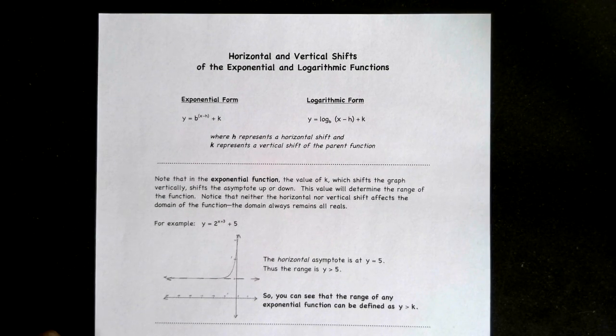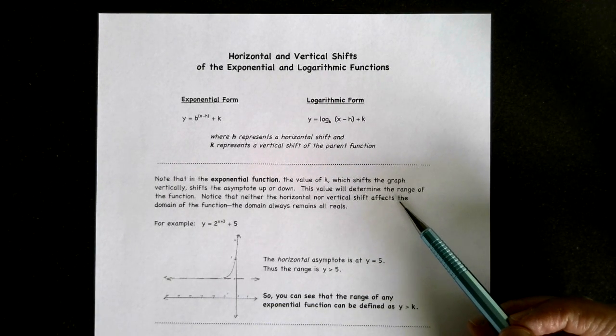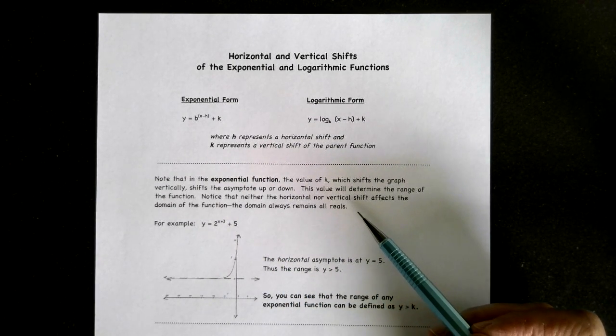Okay, so note that in the exponential function, the value of k, which shifts the graph vertically, shifts the asymptote up or down. So this value determines the range of the function. Notice that neither the horizontal nor vertical shift affects the domain of the function. It is always all reals for exponential functions.